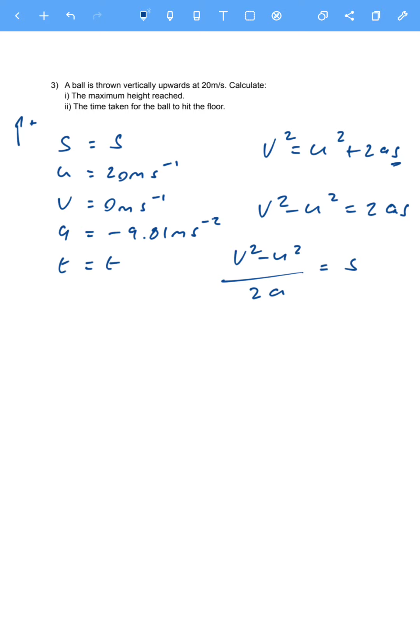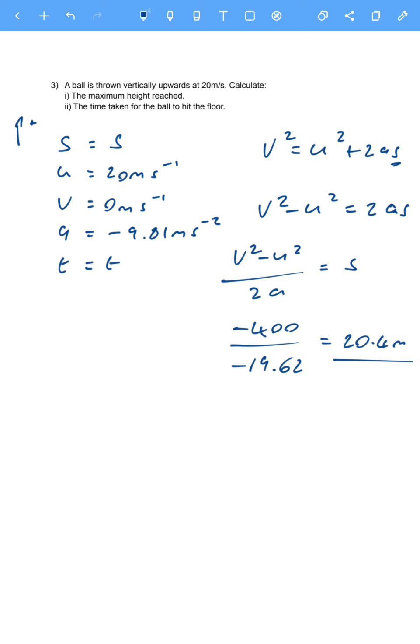So v squared is 0, and then minus 20 squared, so that's minus 400, divided by 2 lots of a, and 2 lots of minus 9.81 is minus 19.62. So if you calculate that, 20.4 meters.